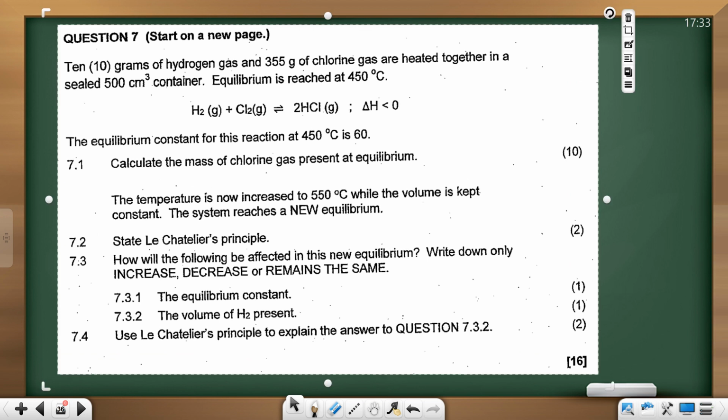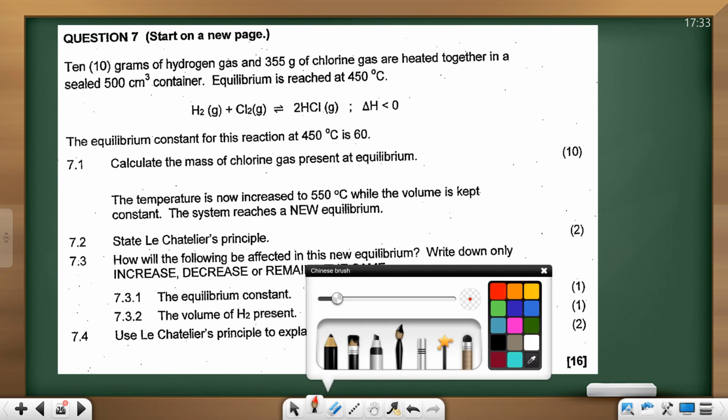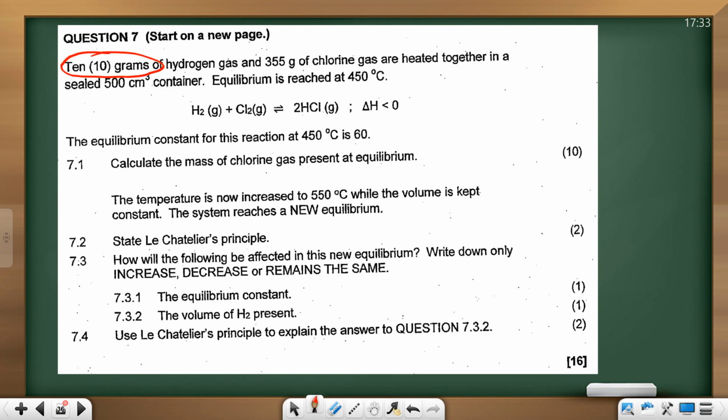But it's good you brought this on, guys. I'm just going to say something here. Look, we don't work with grams. We work with number of moles. Please take note. If you write 10 grams, you'll be marked wrong. Okay? So number of moles is mass over molar mass. And you need to show that calculation.